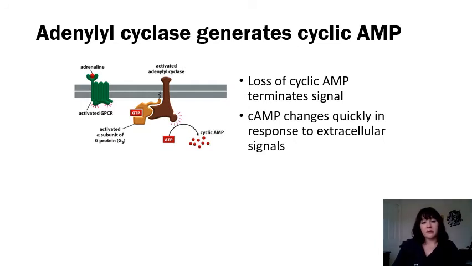Cyclic AMP can be made very quickly, and so it's a great response for signals when the response needs to be really fast. The more cyclic AMP, the more of the signal is being sent inside of the cell. If you get rid of the cyclic AMP, you stop the signal.